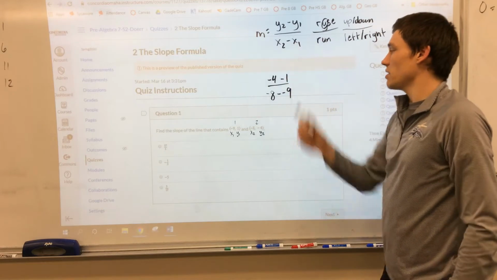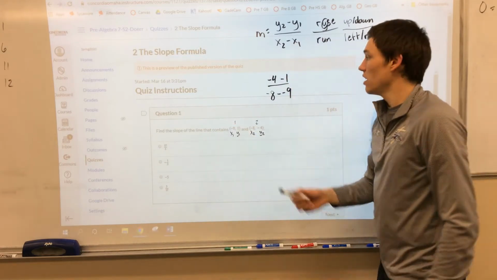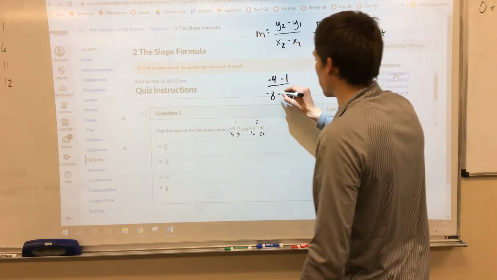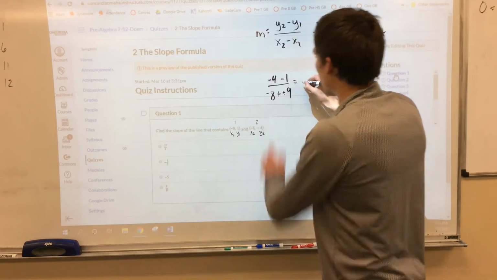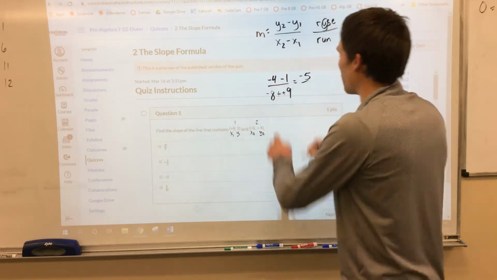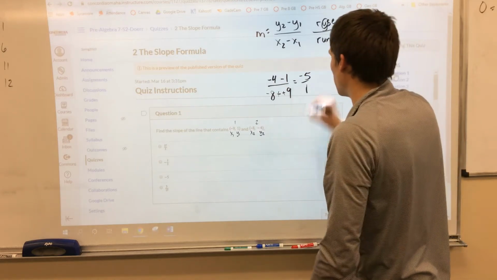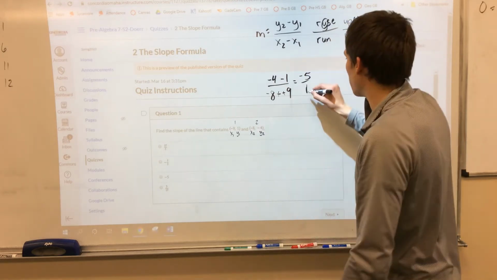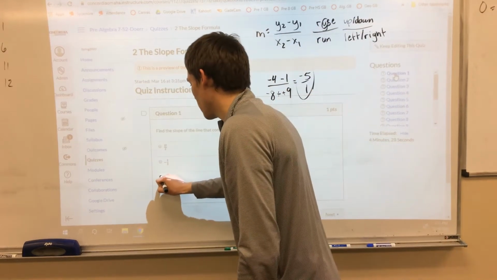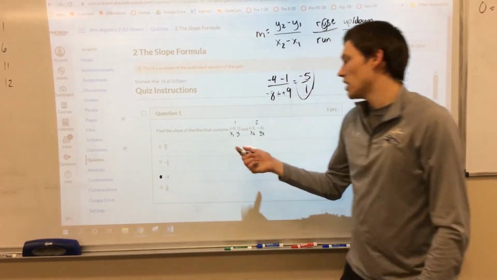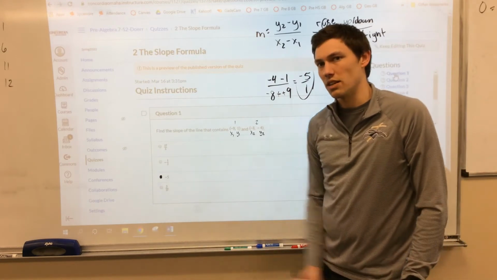Always have the minus, even if there's already a negative there. So this becomes minus negative, minus minus, plus plus. So this becomes negative 4 minus 1 is negative 5. Negative 8 plus 9 is 1. Negative 5 over 1 is just negative 5. So the slope of the line between those 2 points is negative 5.